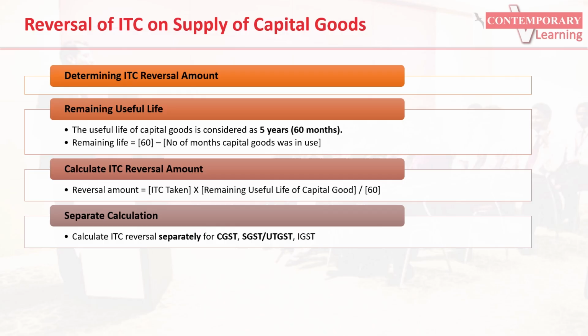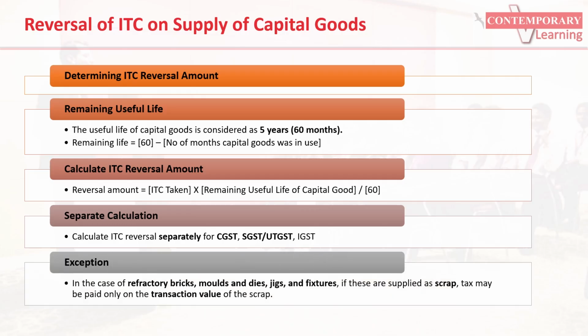There is a special exception for refractory, bricks, molds, dies, jigs, and fixtures. If these are supplied as scrap rather than functional items, tax may be paid only on the transaction value of the scrap, which is typically much lower.